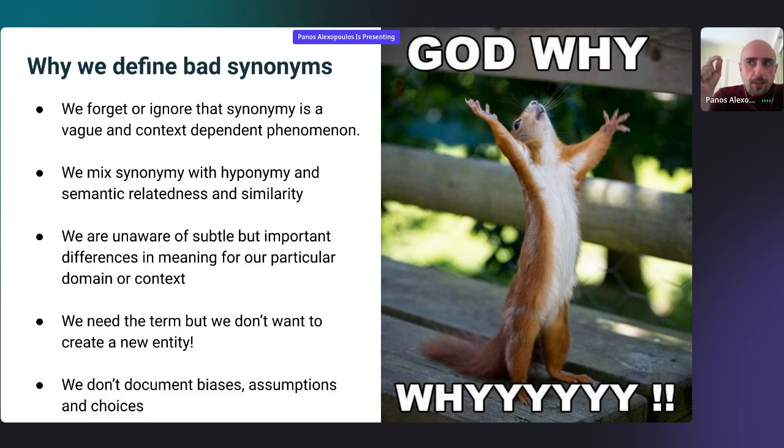And if we don't explicitly say in which context they are synonyms, we end up with synonyms that for someone else are not really correct, are not really synonyms.